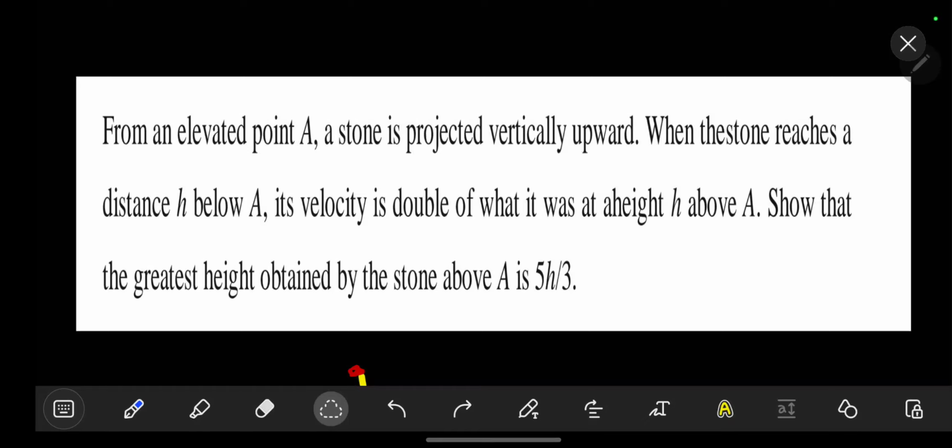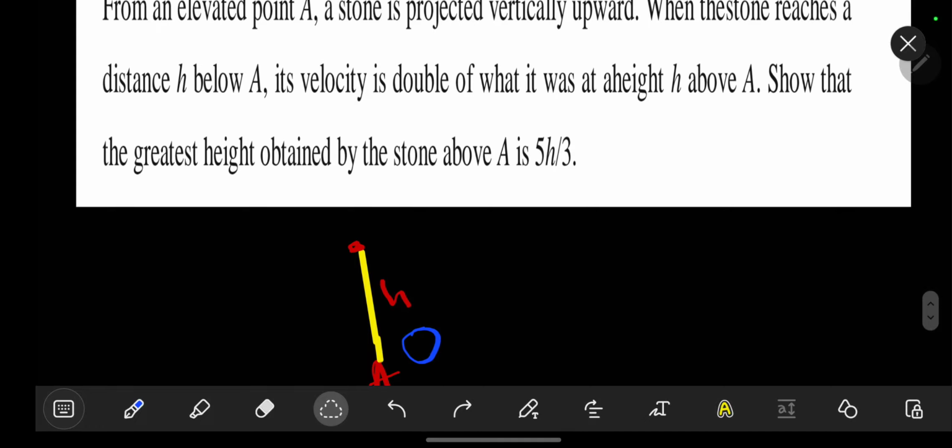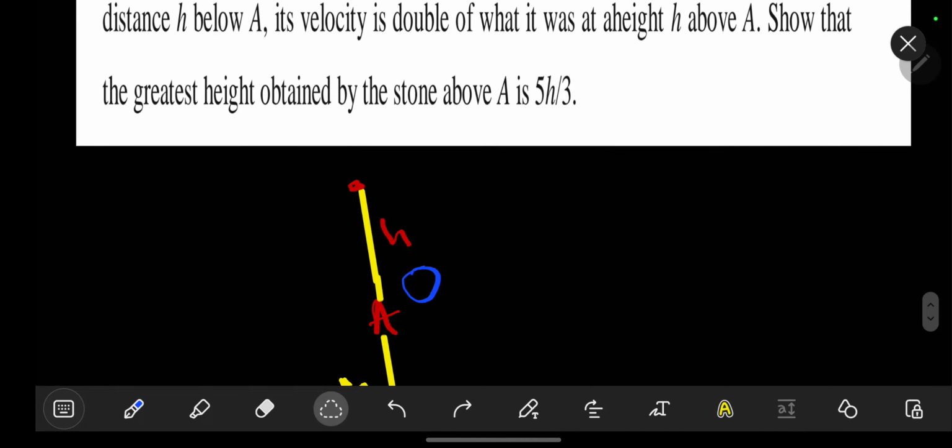Morning everyone. So here today we are going to look at a quite difficult question under Freefall. From an elevated point A, a stone is projected vertically upwards. When the stone reaches a distance h below A, its velocity is double what it was a height h above A. Show that the greatest height obtained by the stone above A is 5h over 3. So what are we going to do for this one?